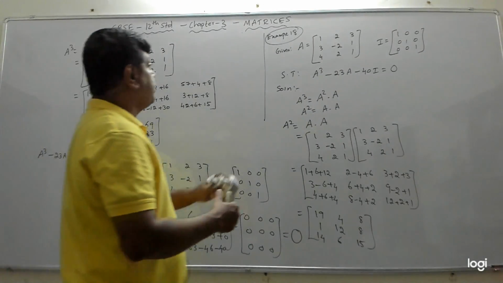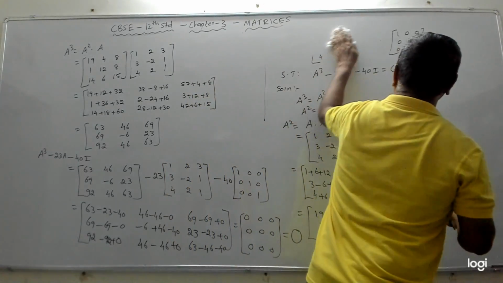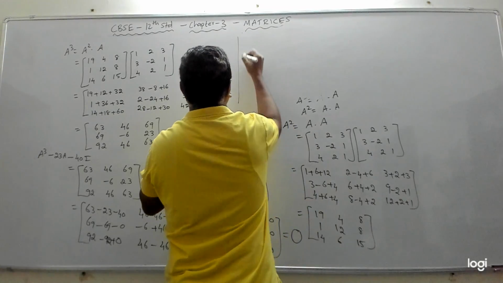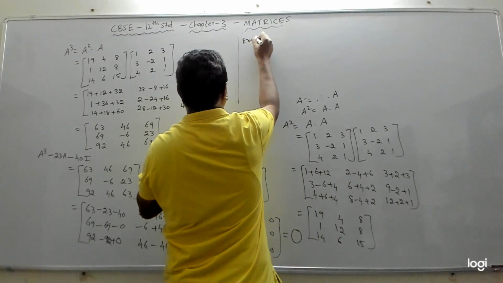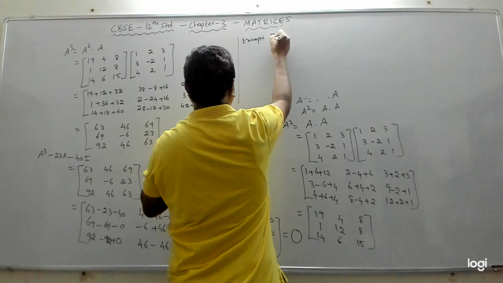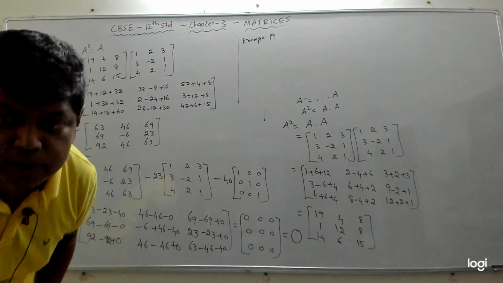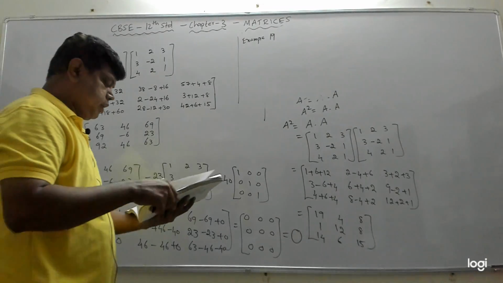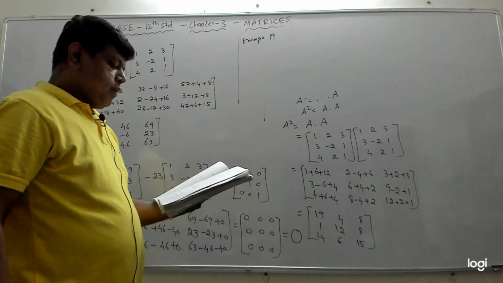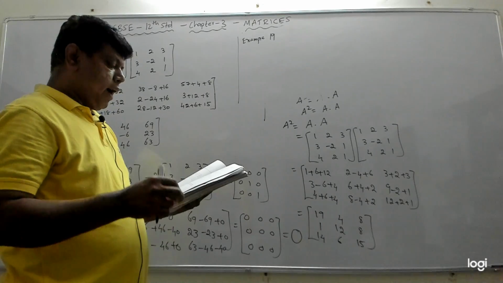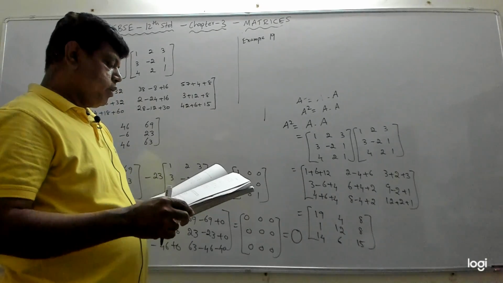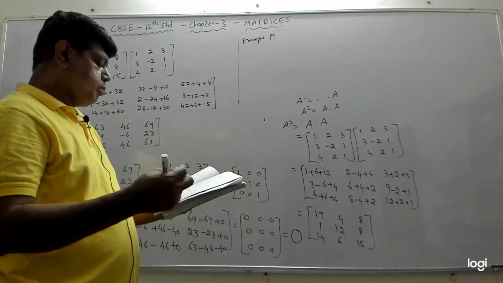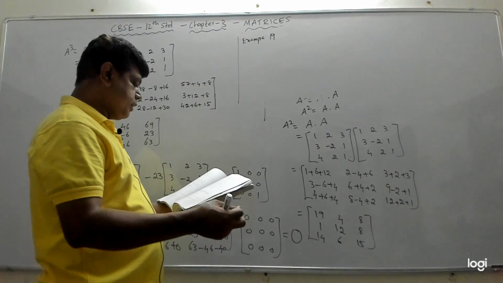I'll go to the next example, example 19. So example 19 says that, I read the question. In a legislative assembly election, a political group hired a public relations firm to promote its candidates in three ways: the telephone, house calls, and letter. The cost per contact is given in the matrix A as.